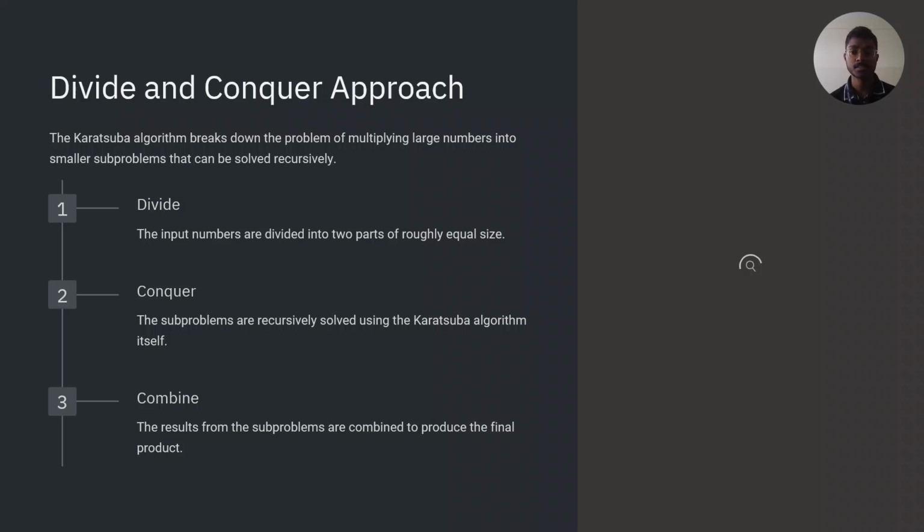In the dividing stage, the input number is divided into two parts of roughly equal size. You can imagine an input of 10. This 10 can be divided equally into two parts, 5 and 5. Then we have the conquer step, where the subproblems are recursively solved using the Karatsuba algorithm itself. Then we have combining, where the results from the subproblems are combined to produce the final product. All these operations are combined in the final stage.